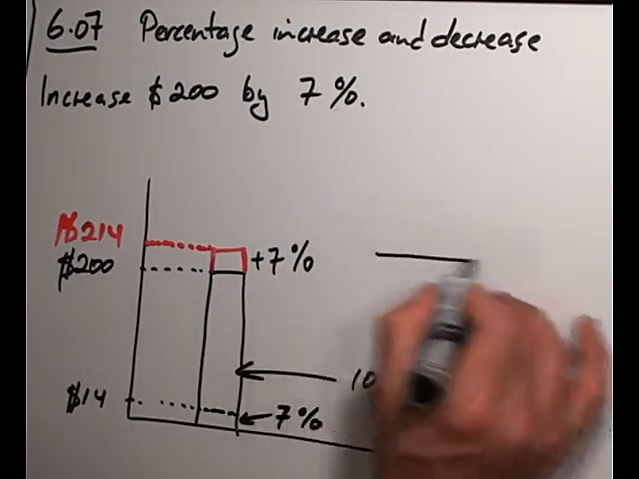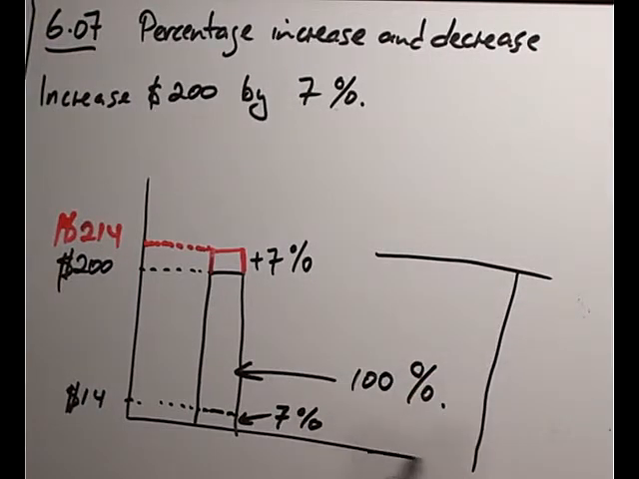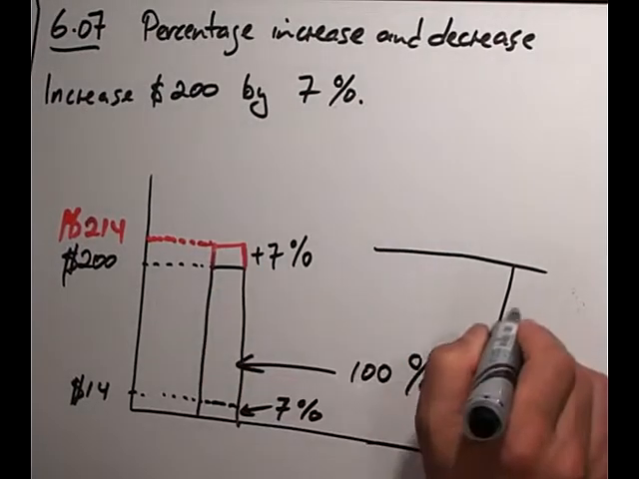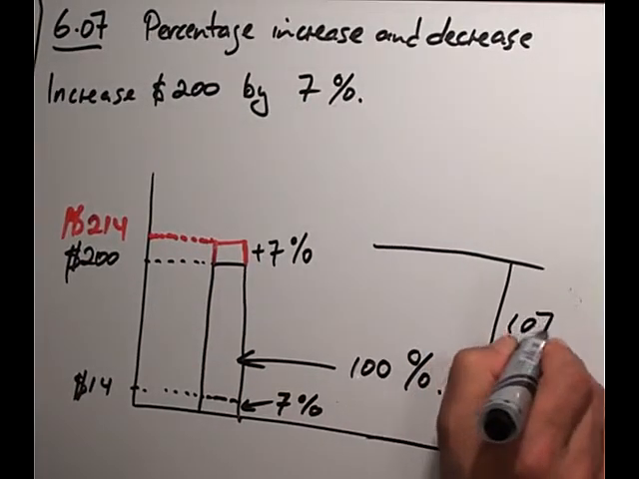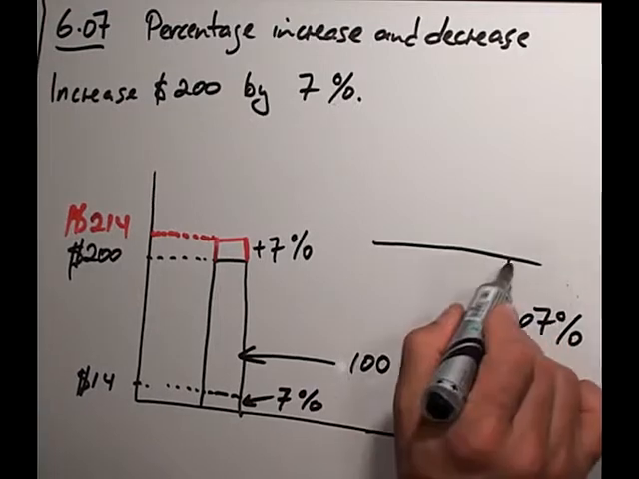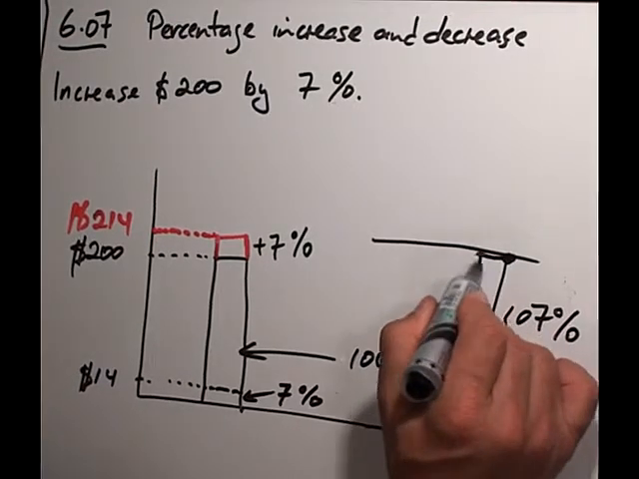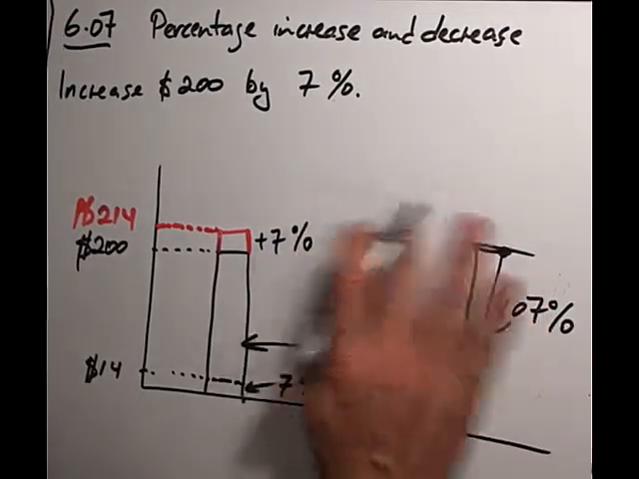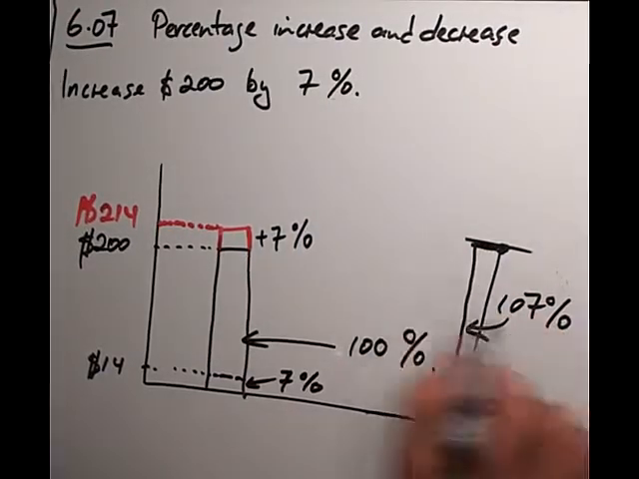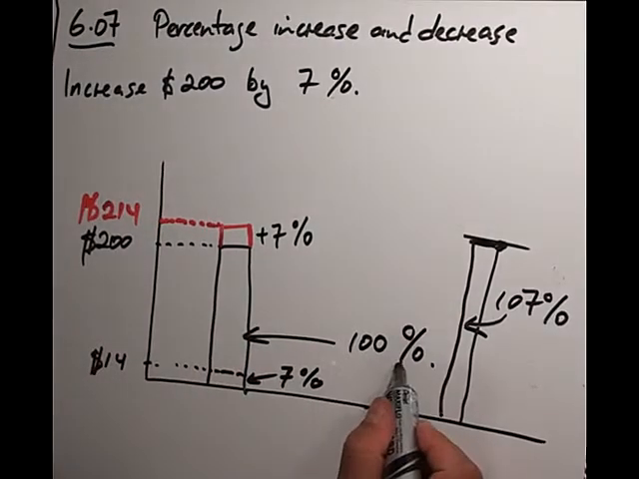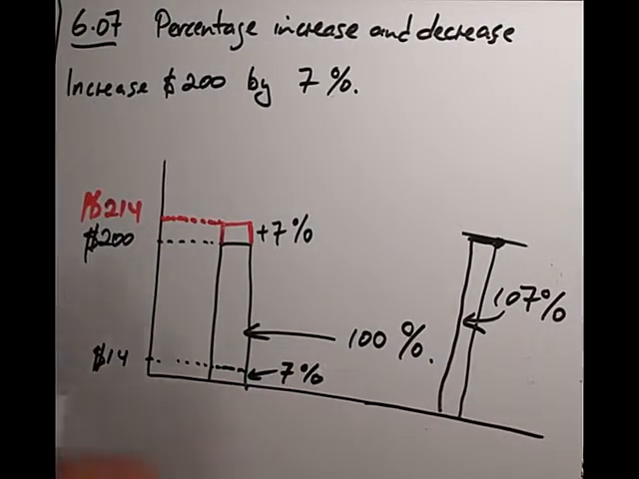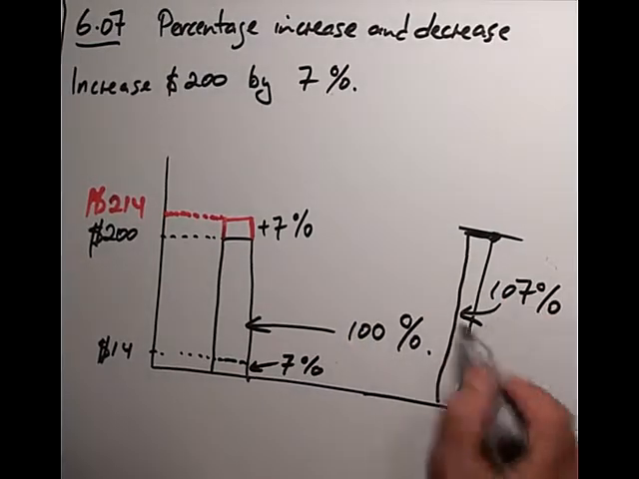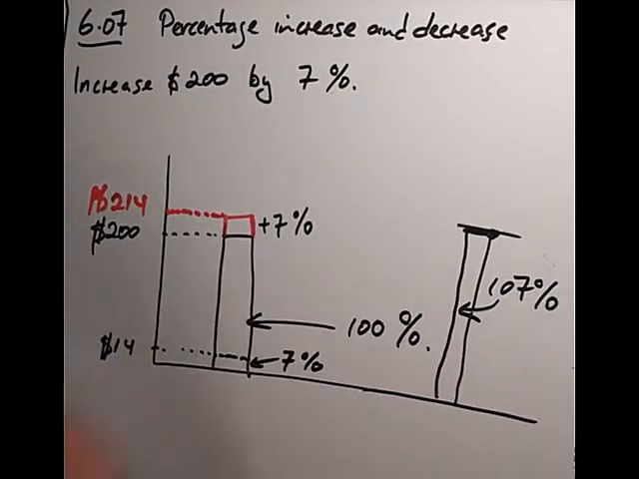So the total amount, if we actually look at how much is that total amount from the bottom right up there, it's going to be 100 plus 7. So this is going to be 107%. This figure here, my new bar, is going to be 107% of 200. Originally I had 100%, which was 200, but if I add on the 7%, my finished amount is 107% of 200.